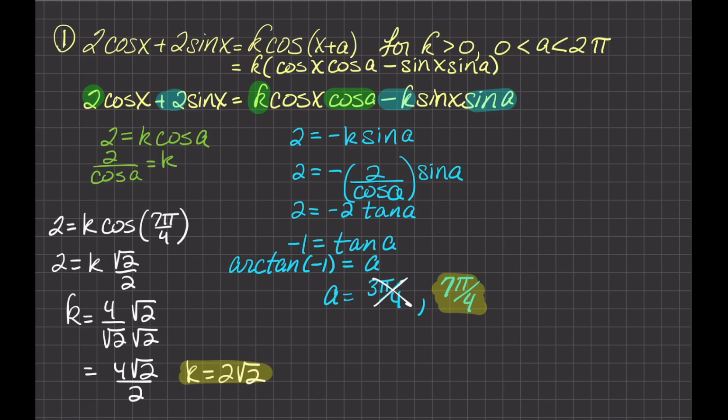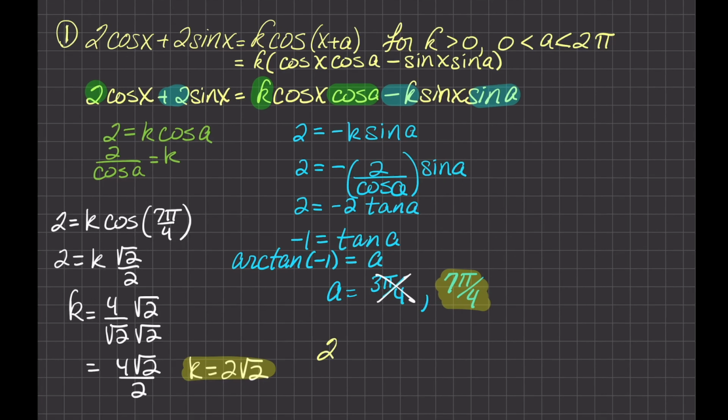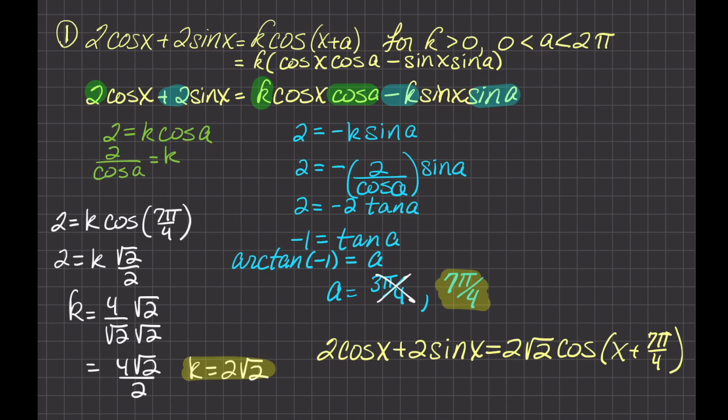We have the variables identified, but let's go ahead and write this out as 2 cosine of x plus 2 sine of x is equal to 2 square root of 2 cosine of x plus 7 pi over 4.